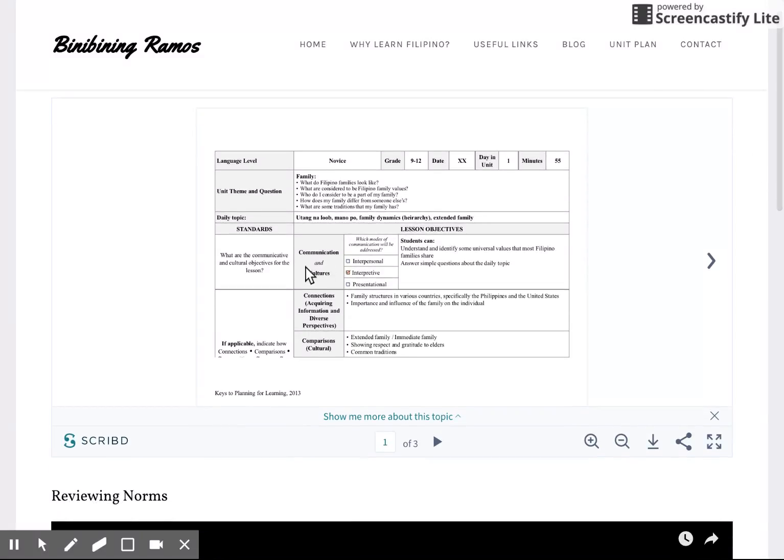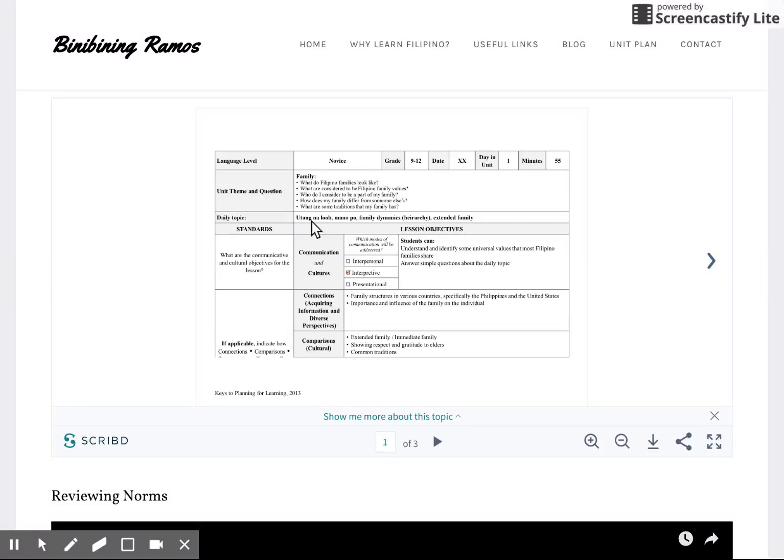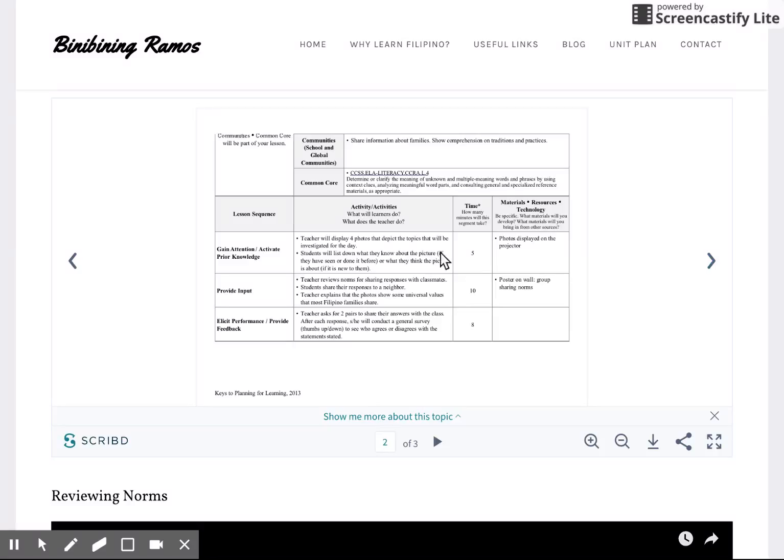So lesson 1 will begin with me using the image protocol. I will actually be showing photos about 4 different concepts: utang na loob, mano po, family dynamics, and extended family. The image protocol is something that we learned in this course. I will display 4 photos and ask students what they know about the picture, if they've seen or heard what they see.